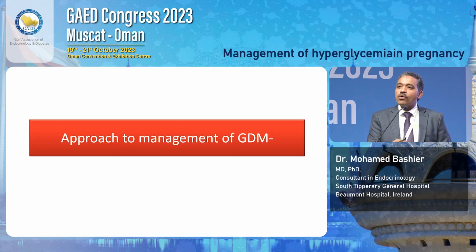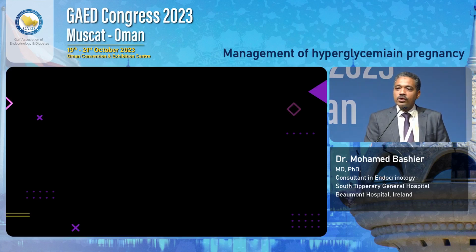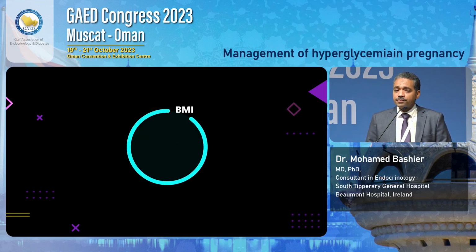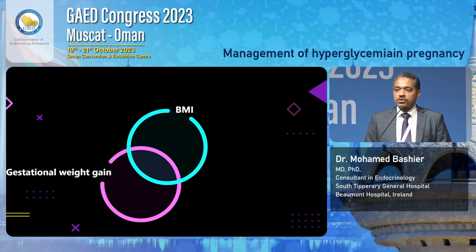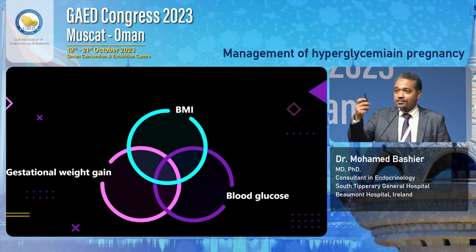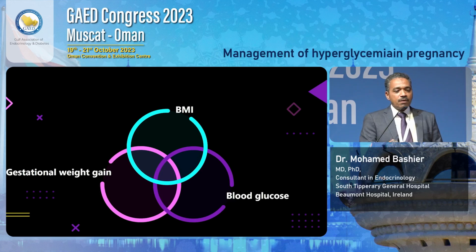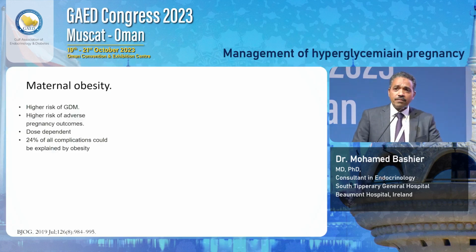So let's focus on how we approach those patients. And quite critically to understand, when we're looking at those patients, there are multiple factors that impact the outcomes: the pre-pregnancy BMI, how much the mother gained in terms of weight, and what the glucose levels are. And if I want to put them in a hierarchy, I will go exactly the same: the pre-pregnancy BMI, how much weight she gained, and then the blood glucose. I'm going to tell you how each one of them impacts pregnancy.